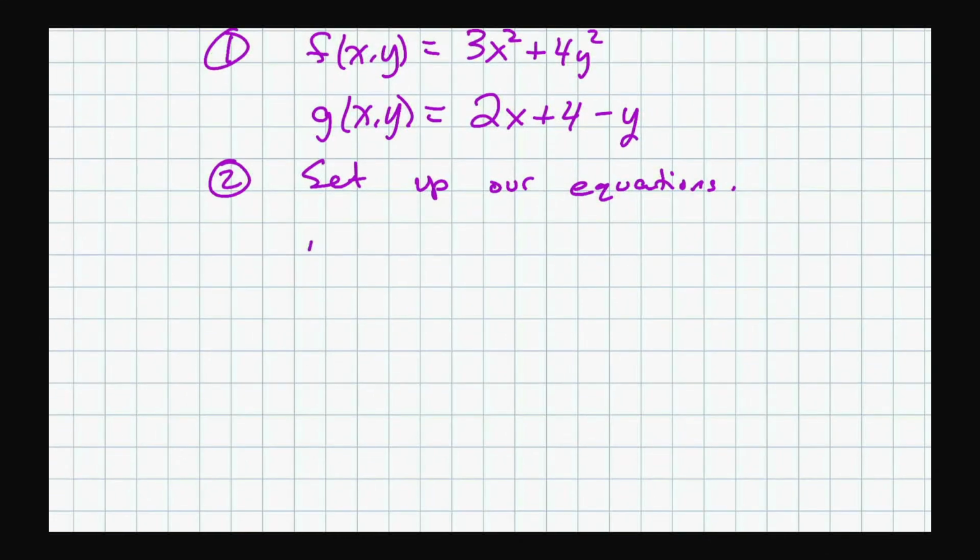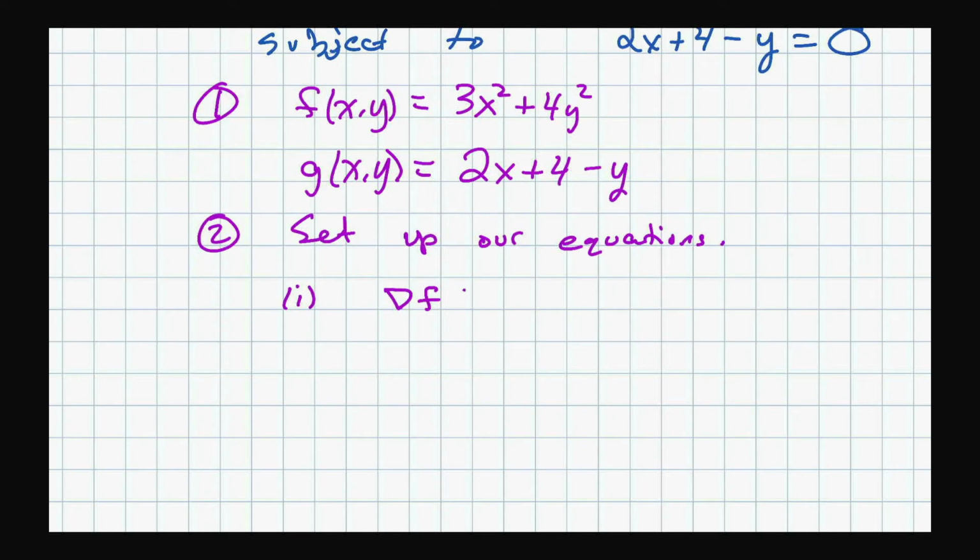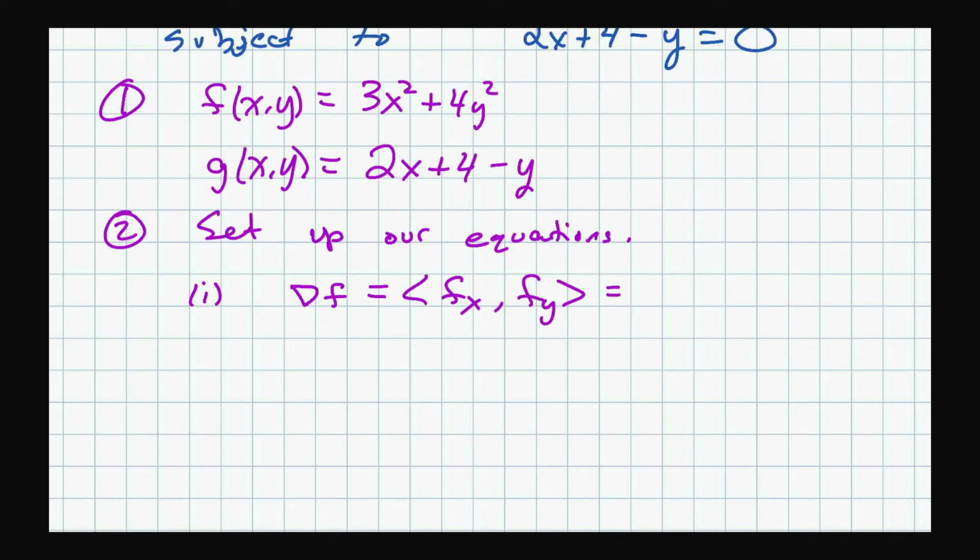First thing we need is the gradients. So we need the gradient of f. The gradient of f, remember, is the partial with respect to x, partial with respect to y in a vector. So partial with respect to x is just 6x, right? Partial with respect to y is just 8y. Okay, so there's your gradient f.